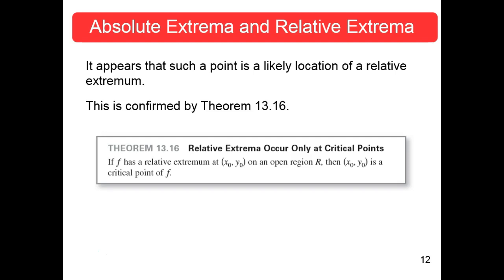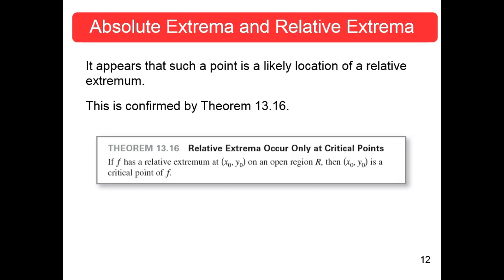This is confirmed by theorem 13.16: relative extrema occur only at critical points. Now, hang on to the thought for just a minute. If f has a relative extremum at x0, y0 on an open region R, then x0, y0 is a critical point of f.